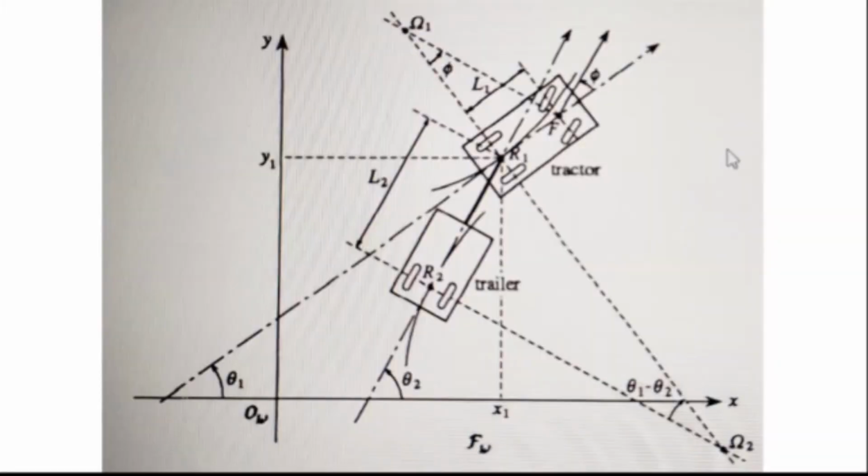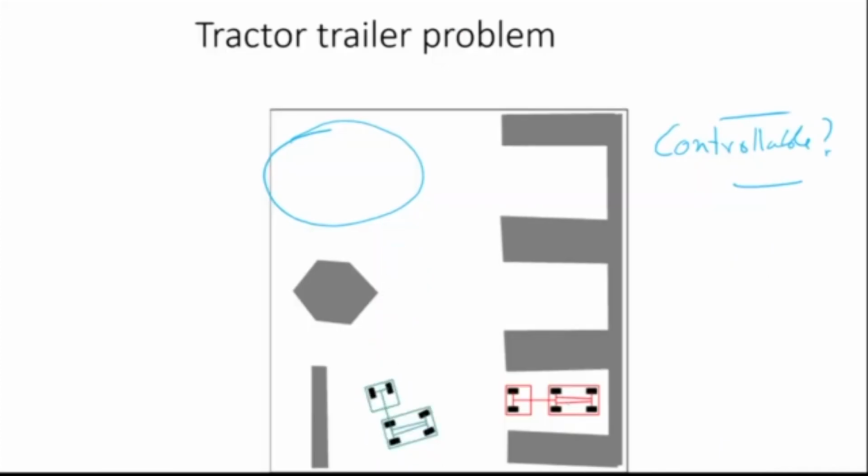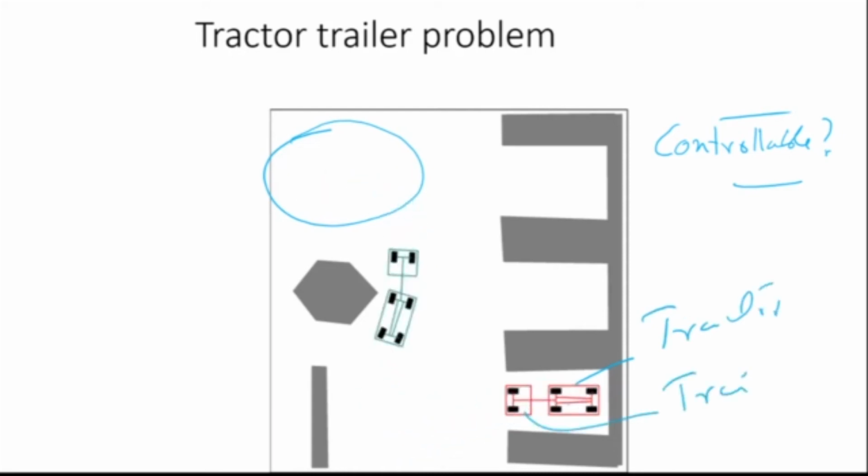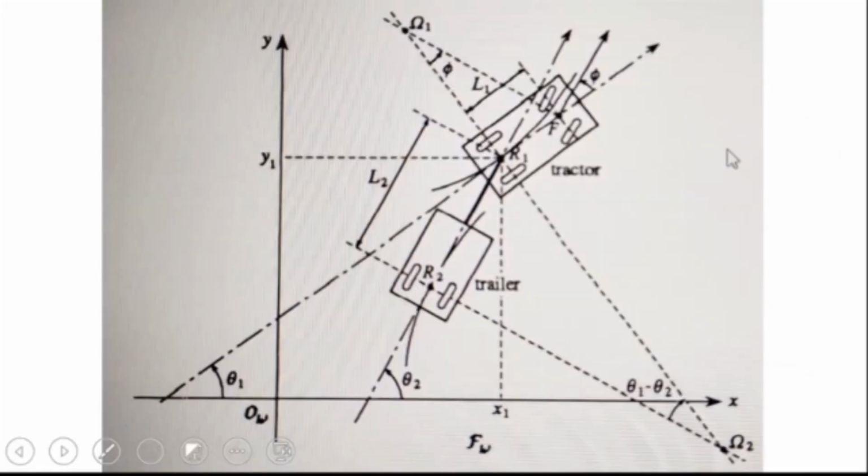Now this is showing us the tractor and the trailer. Please note that this is different. This is my tractor and this one is my trailer. You must have seen these tractor trailers on the roads carrying hay or all kinds of goods.